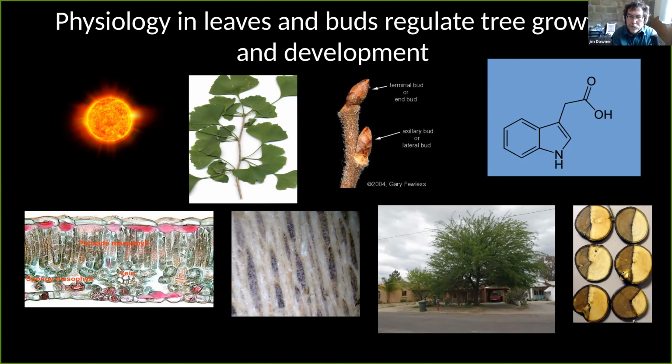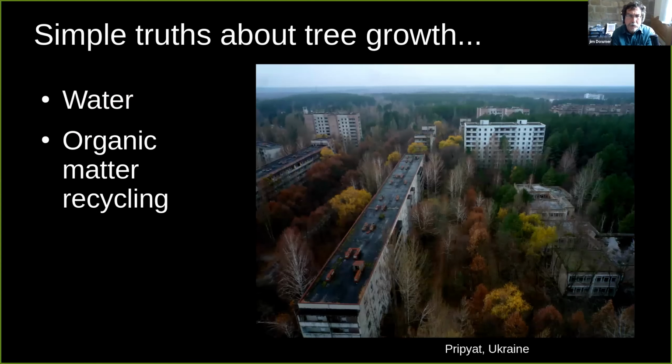So there are some simple truths about tree growth, which I think we lose sight of as gardeners and horticulturists and urban foresters and what have you. And that is that trees grow without people pretty darn good. So here is a picture of the town of Pripyat in Ukraine, a kilometer from the Chernobyl nuclear disaster, where the urban forest was abandoned for almost 40 years now. It was in 1986, so quite a while ago. And the forest is thriving there. It's verdant. It's come in and taken over the city.